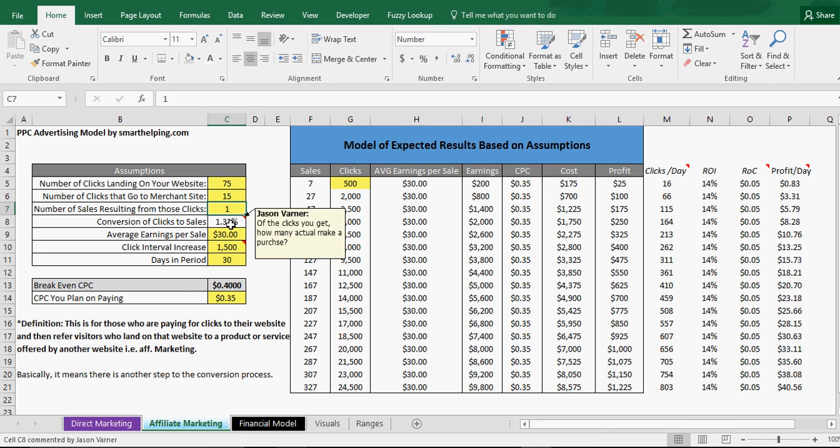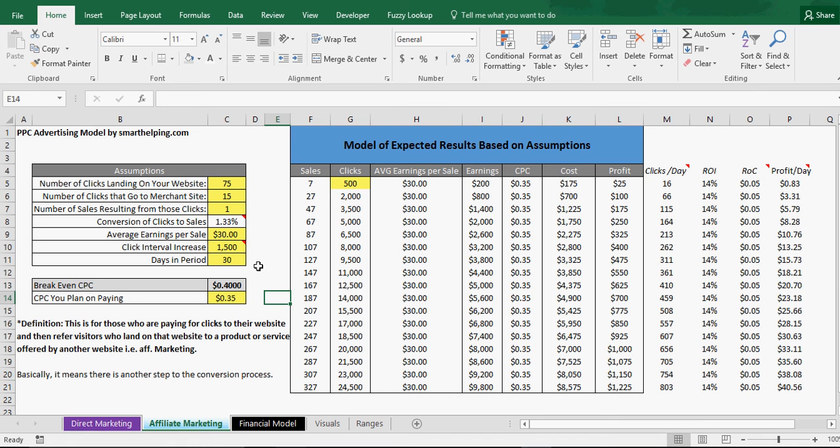So really your conversion, clicks to sales, is you paid for 75, and of those 75, after going through all this, one of them made a purchase. So 1.33% is your conversion. Now we're going to say the average earnings per sale is $30. And this means this is after affiliate commission.